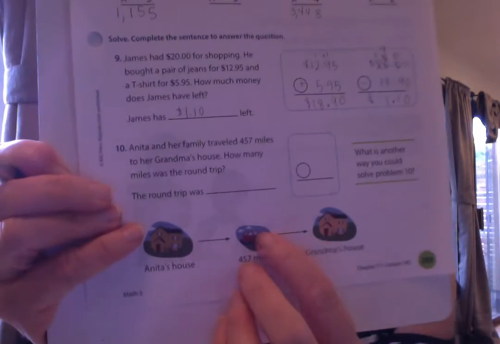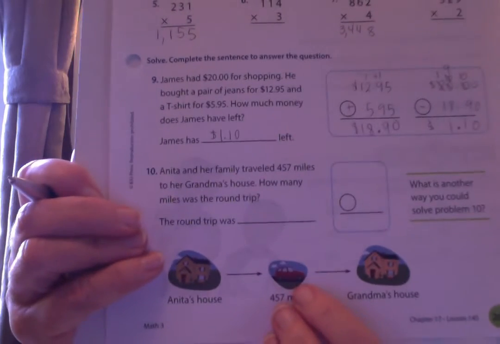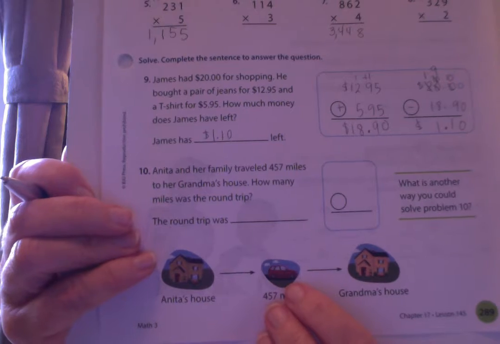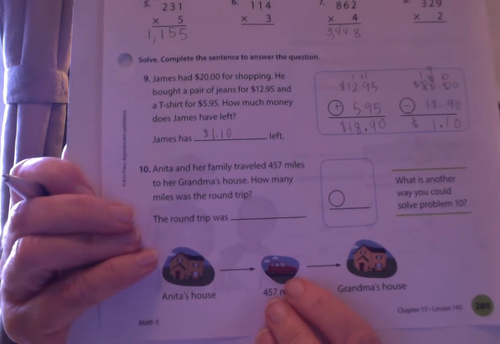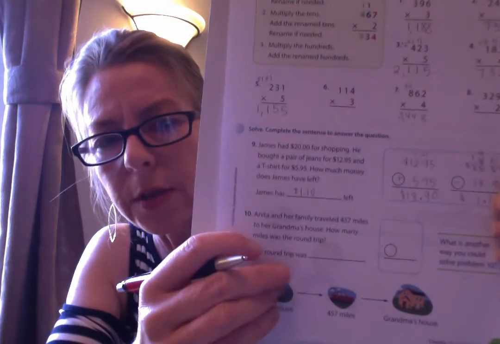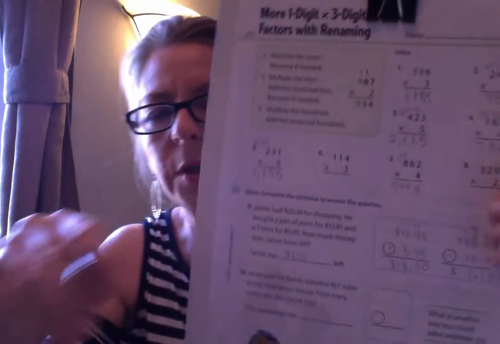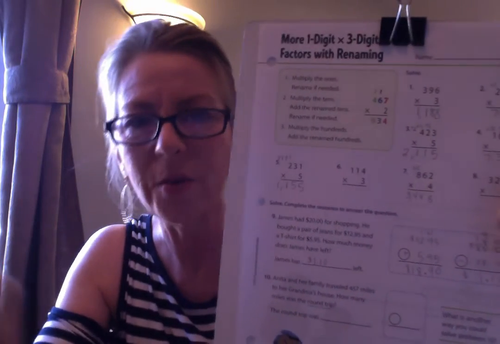Okay, let's take a look at this last one here. Anita and her family traveled 457 miles to her grandmother's house. How many miles was the round trip? Now, boys and girls, have you ever heard that term before? Round trip. Let's underline that. Round trip means you go and then you come right back.